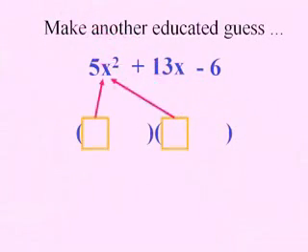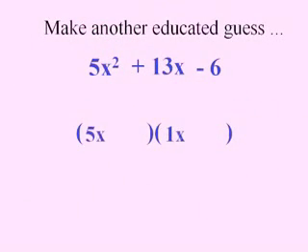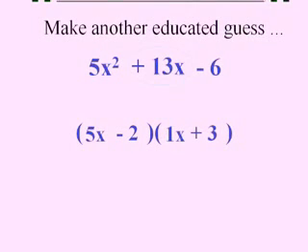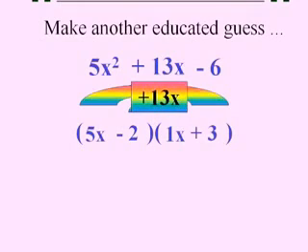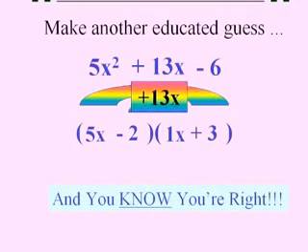So let's use 5x and 1x, and this time negative 2 and positive 3. We'll check the rainbow, and I'll get positive 15x and minus 2. I got it. It really isn't genius, it's just sticking with it until you get it.